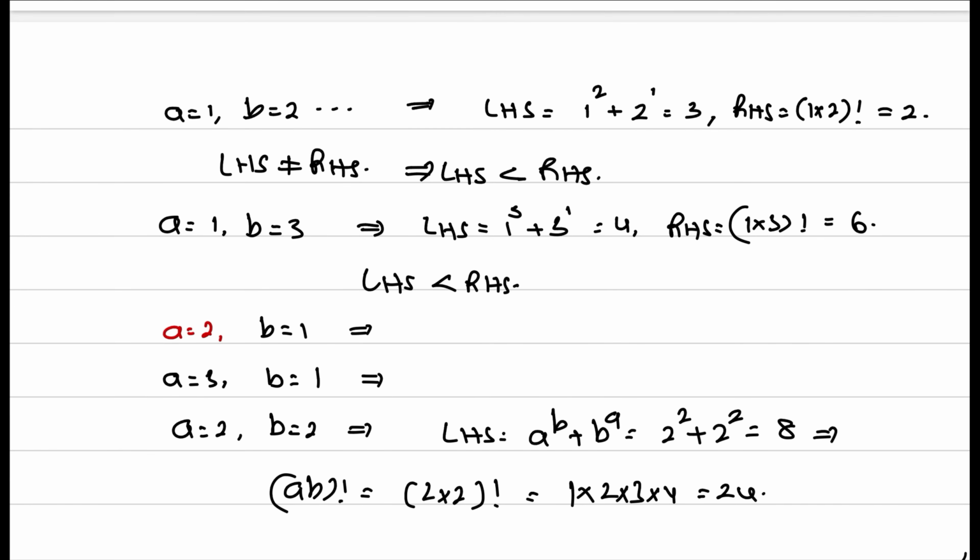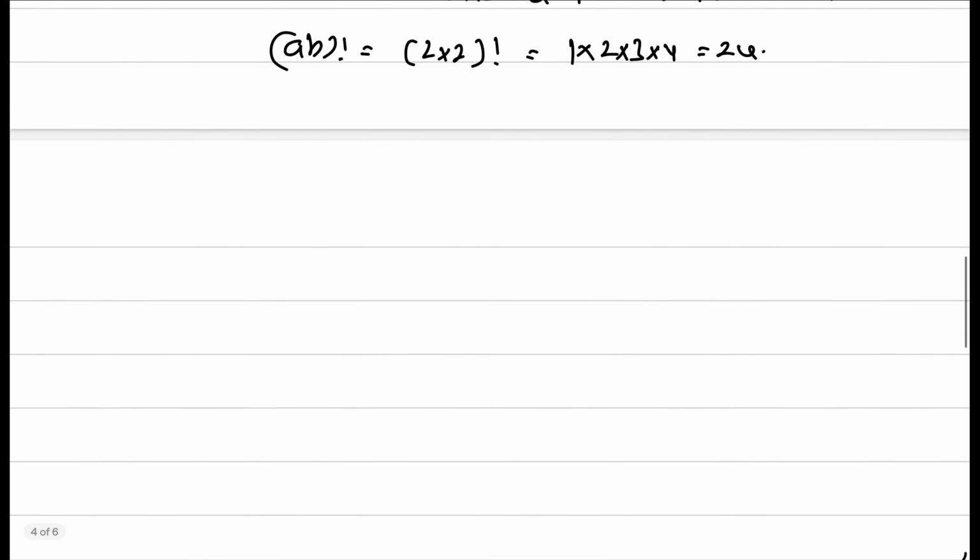That means right hand side is exponentially increasing as the values of a and b increase, because it is a factorial. Hence, there is no integer solution.